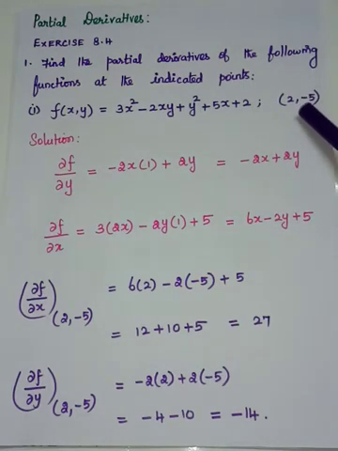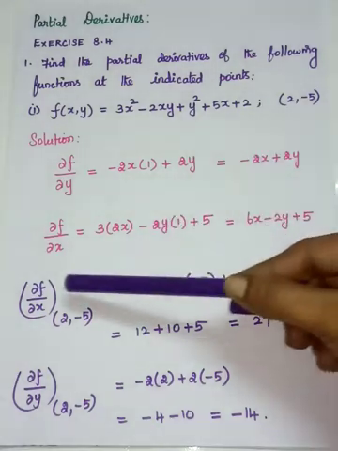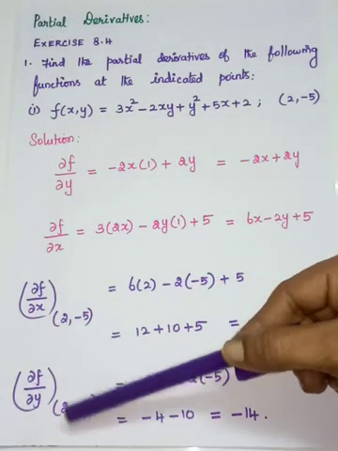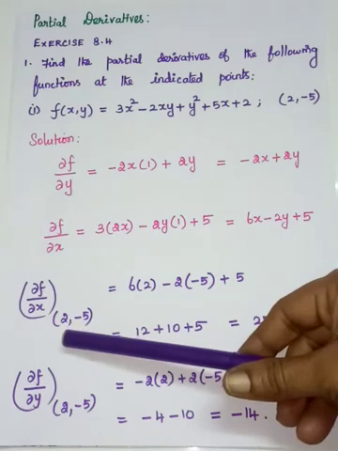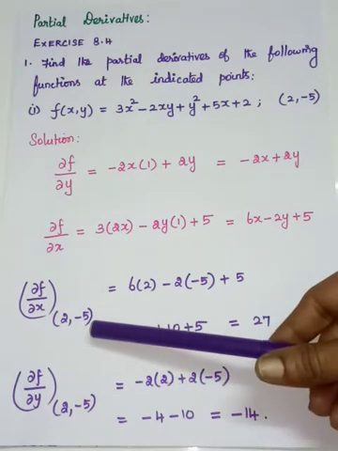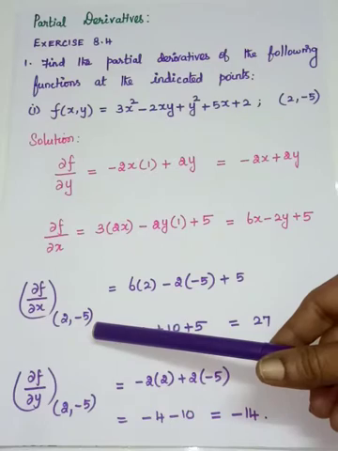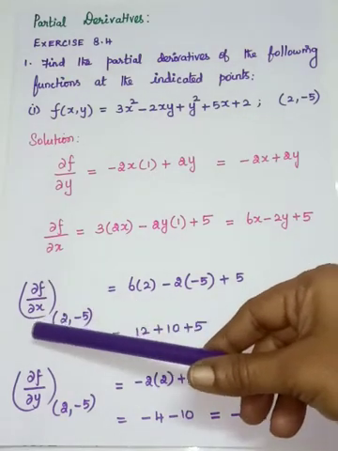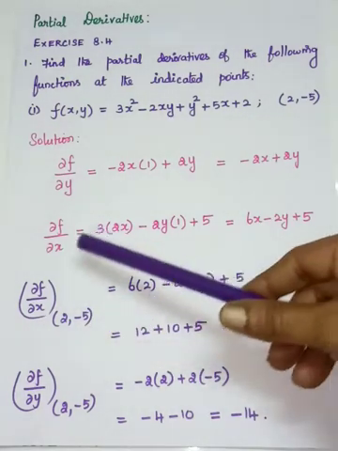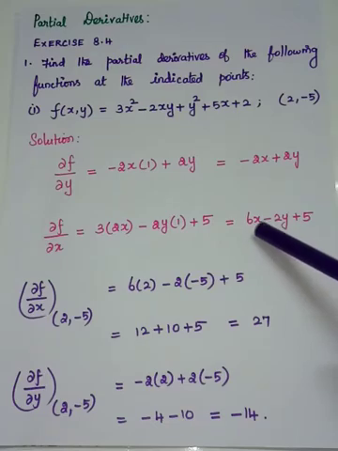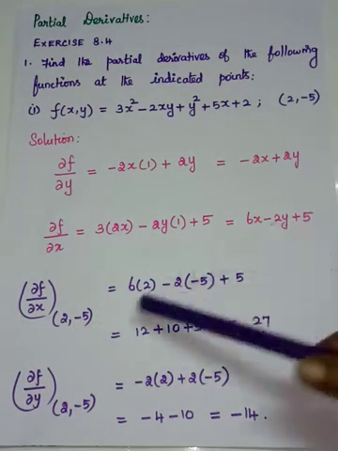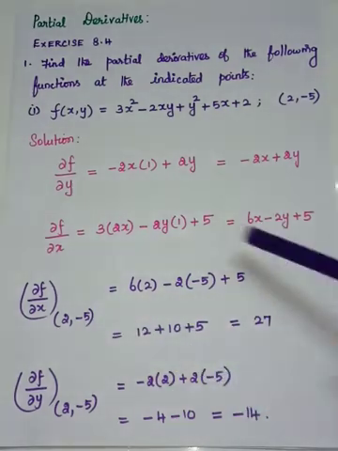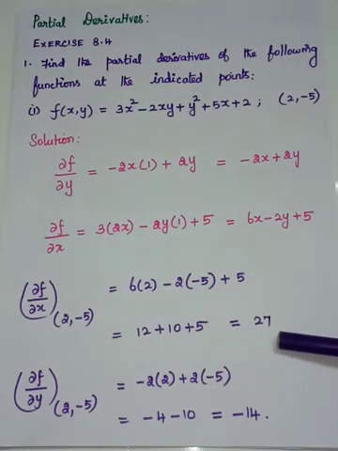So at the indicated points, we have to find what is ∂f/∂x and what is ∂f/∂y. That means 2 has to be substituted in the place of x and minus 5 has to be substituted in the place of y. Okay, ∂f/∂x at (2, -5). So in the place of x, you substitute 2 and in the place of y, you substitute -5. When you substitute, your answer will become 27.